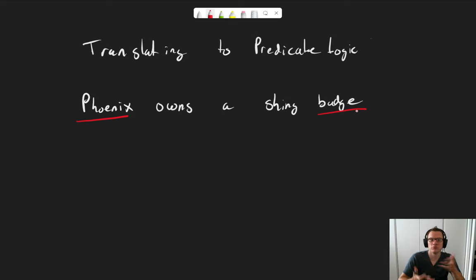Well, for proper nouns, like Phoenix, we usually introduce constants. And for nouns that aren't proper nouns, we normally introduce predicates. Badge(x) for x is a badge. Then we continue, we look for adjectives, and usually adjectives also become predicates. So Shiny(x) for x is shiny.